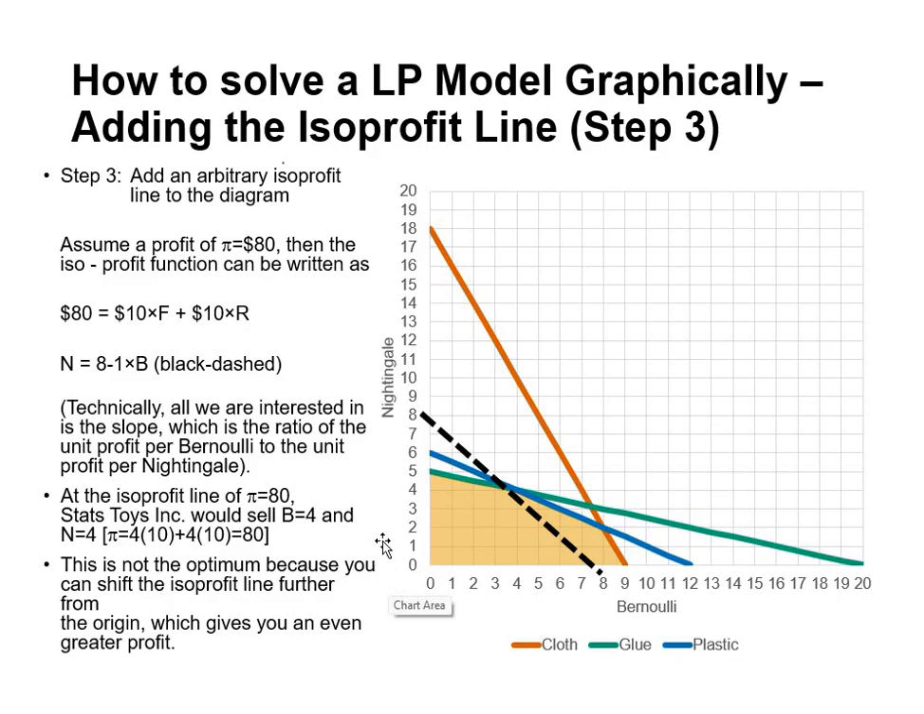Okay. So technically, what we are interested in when it comes to the ISO profit line is really only the slope. And then we just take a straight line with that slope of the ISO profit line, and then we try to shift it as far out from the origin as possible.